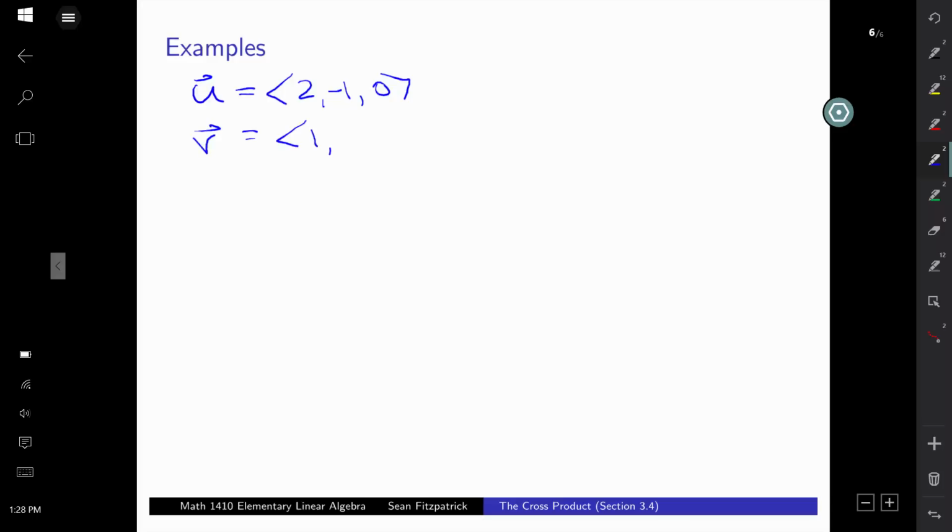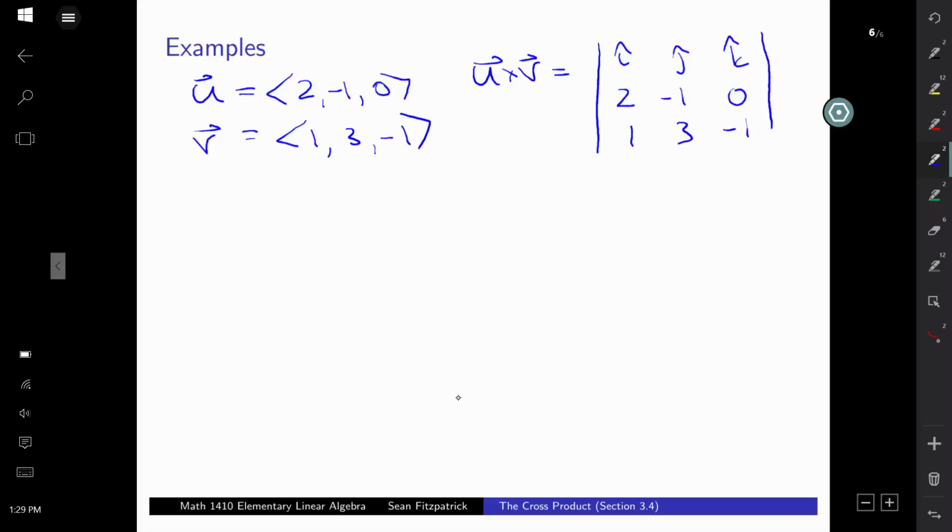V is equal to (1, 3, minus 1). Then I can calculate the cross product by building this 3 by 3 array: I, J, K. So I write down U first, then I write down V, like so.